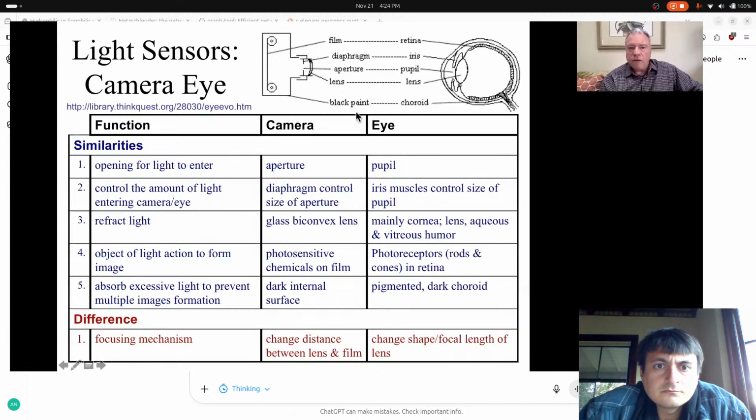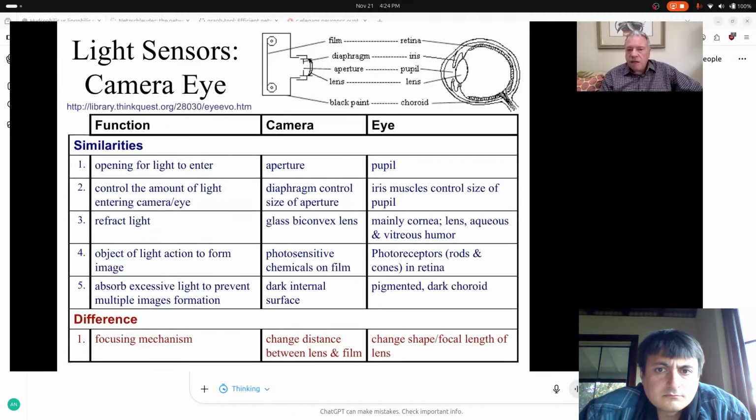So again, the opening for the light to enter in the camera is called the aperture. In your eye, it's called pupil. Right? So if you need to let in light under low light conditions, you want to take a picture under low light conditions, you need to increase your aperture, or your f-stop on your camera. And so you have a diaphragm control that controls that. Whereas in the eye, we've got iris muscles that control the size of the pupil.